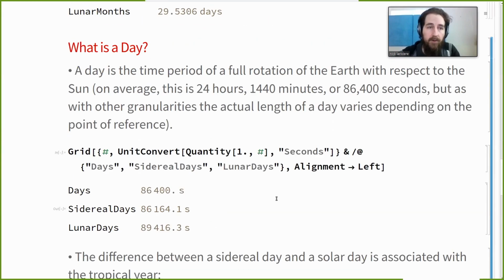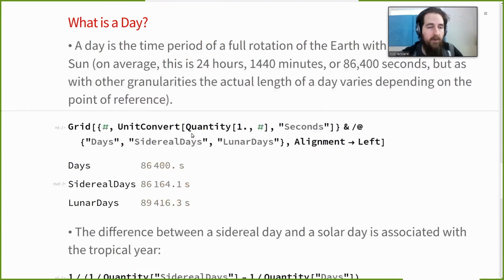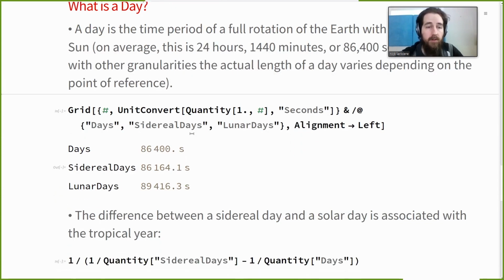For our next unit of measure, a day, we're used to a day being one full rotation of the Earth relative to the sun: 24 hours, 1,440 minutes, 86,400 seconds. But again, there's variation about what you're actually referring to for the rotation. So a day is a fixed number of seconds.